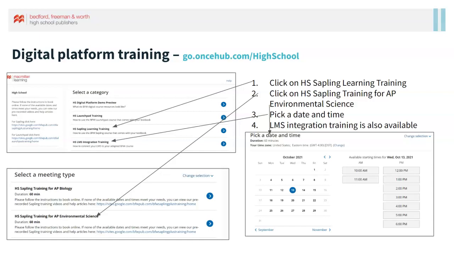Our trainer will offer a recording for you as well. Note that the service is free and open for the life of your adoption. You can come back for subsequent training and take as little or as much time within the 60 minutes as you need. Also note that if you're using an LMS and are planning to integrate Sapling Plus with your system, you can sign up for a free training on how to do that as well.